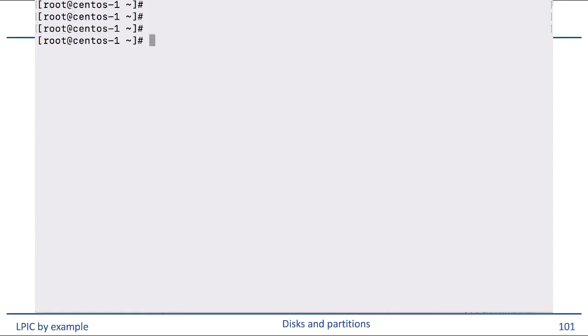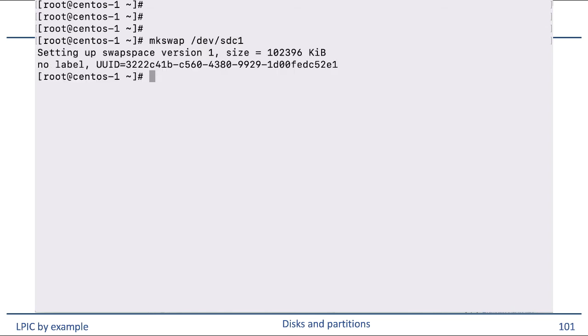Now let's first create a swap device using mkswap. As you remember, we have /dev/sdc1 and we can use that to create a swap device. So we run mkswap and it will create a swap device on sdc1. Then we enable that by running swapon.